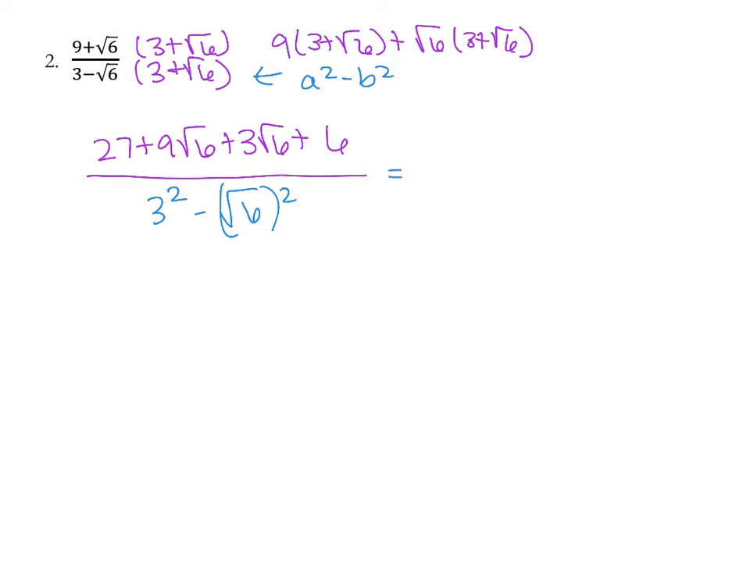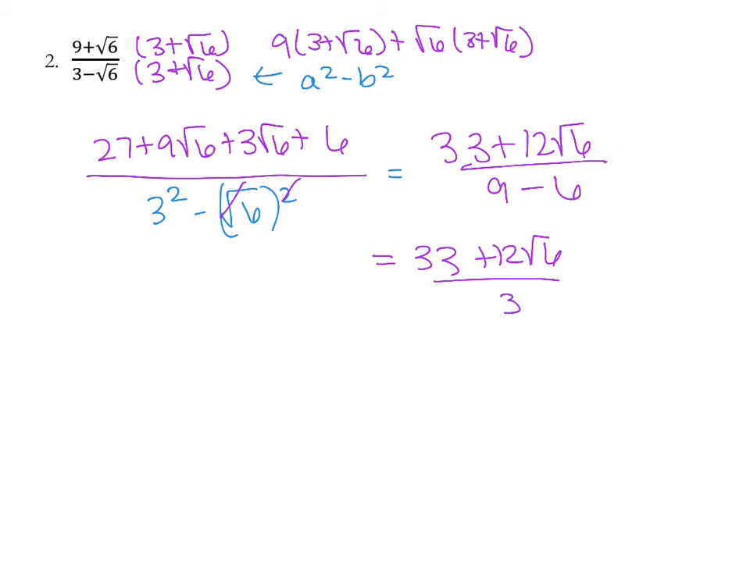So on the top, we get 33 plus 12 radical 6. On the bottom, that's 9 minus radical 6 squared, just cancels, we get 6. So that's 33 plus 12 radical 6 over 3. And then just make sure you finish simplifying correctly, that you end up dividing both of them by 3. Don't only divide one of them by 3, make sure the 3 ends up under each of them. So final answer should be 11 plus 2 radical 6.